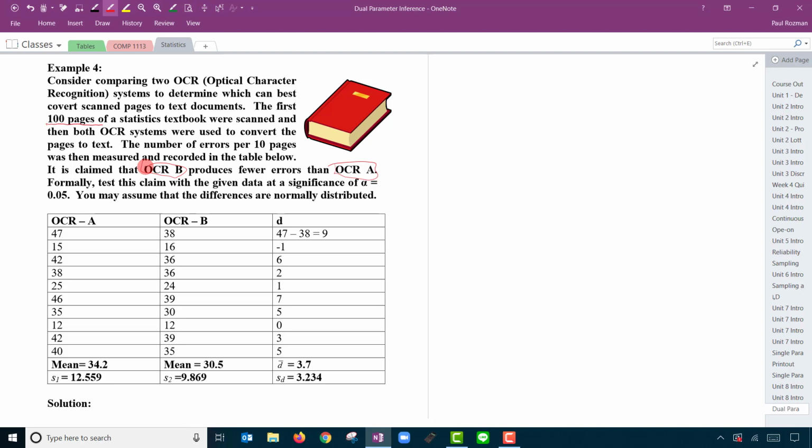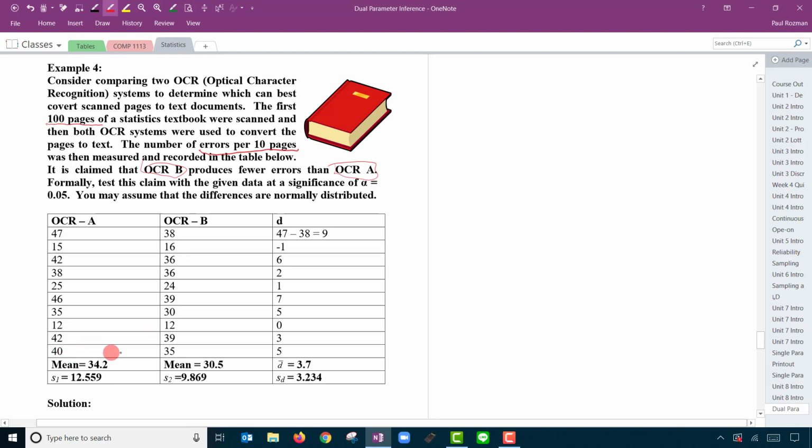So we'll count the number of errors that software B makes and software A makes. I think I broke it down to per 10 pages. So in my 100 pages of text, I'm going to have 10 sets of 10 pages, and then I'm going to count how many errors are in each set of 10 pages. In the first 10 pages of the book, software A made 47 mistakes, and software B only made 38 mistakes. And then in the next 10 pages, software A made 15 mistakes, and B made 16, and so on.